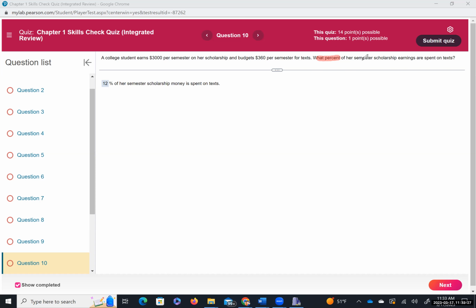So first they say her semester scholarship earning as spent on text. The amount that she used for text will be $360, out of 3,000 because that's the amount she earned. So we're going to do 360 divided by 3,000.